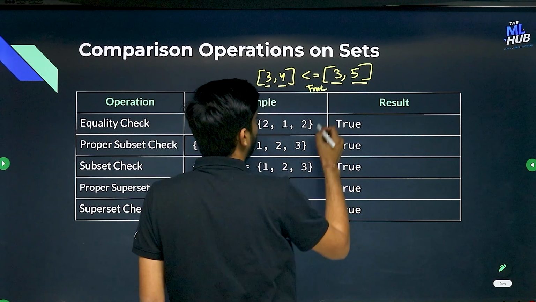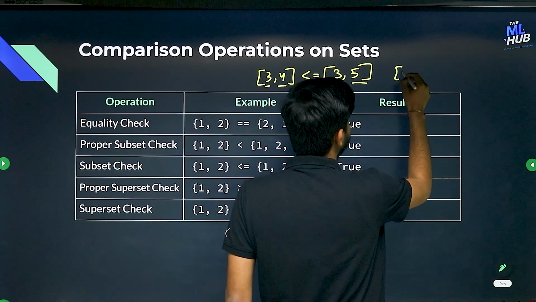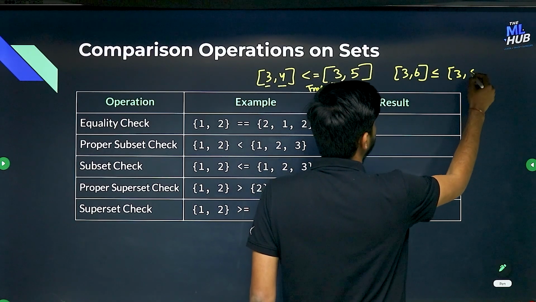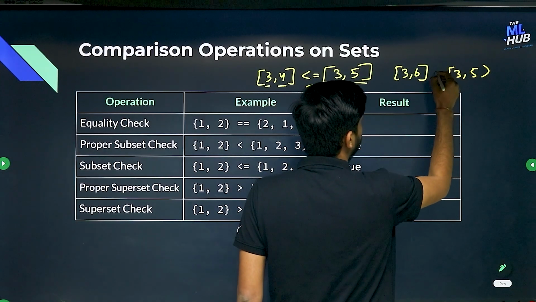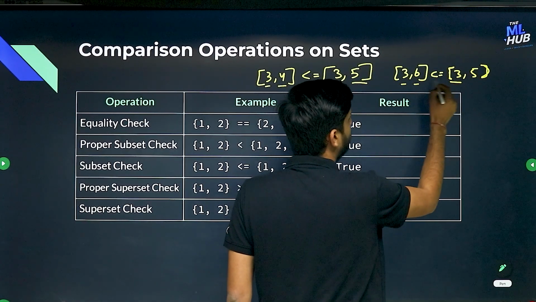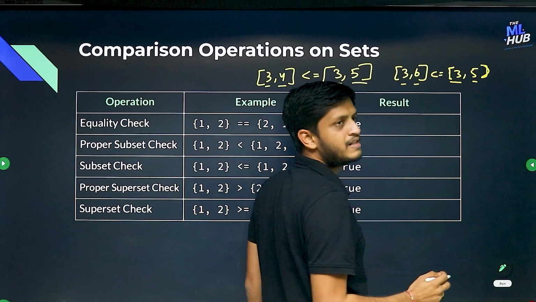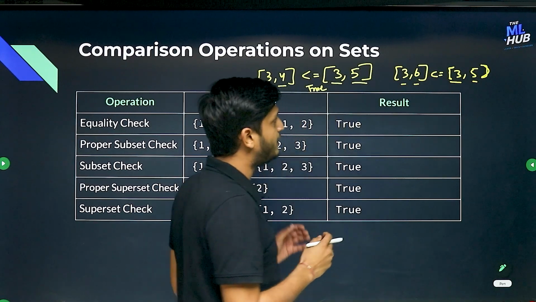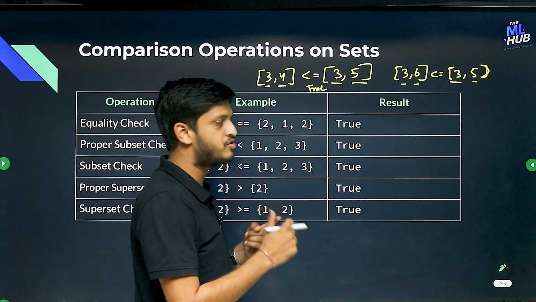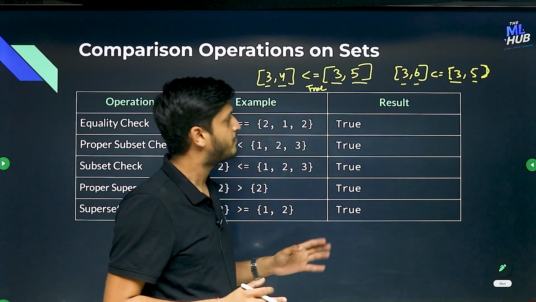Okay. And let's say if you say 3, 6 is less than or equal to 3, 5. So here what will happen? It will first compare the first element. Since they are equal, now it will compare the second element. Now 6 is not less than or equal to 5. So it will first find the first non-equal element and then compare that. So this is what happened in strings, lists and tuples, all 3 of them.